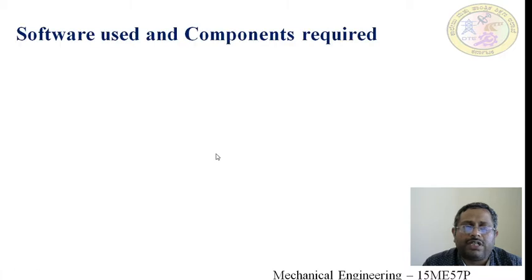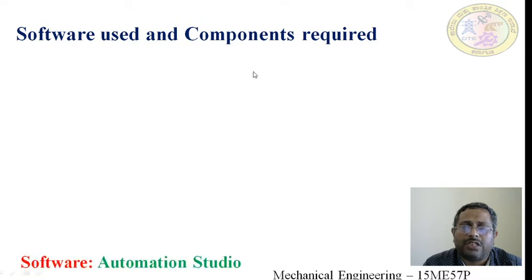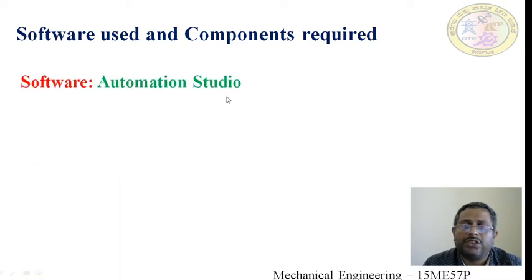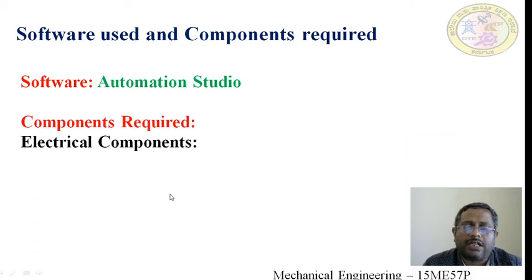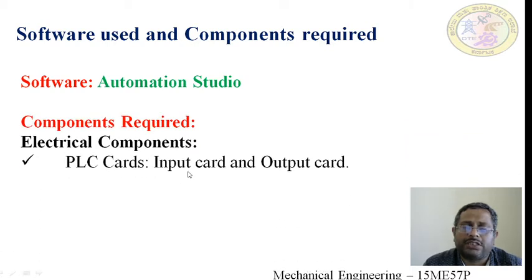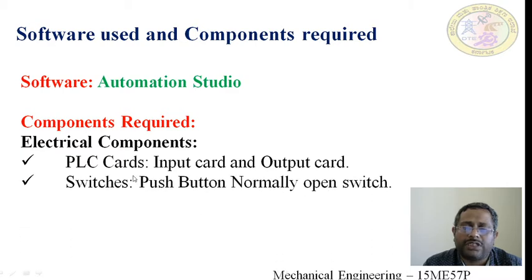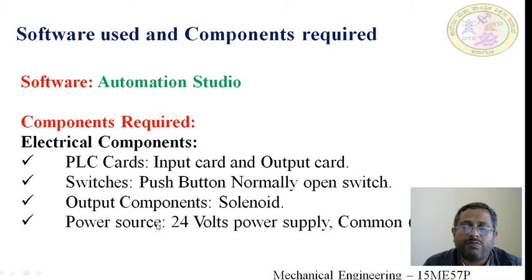Next, we will see what is the software used and components required to construct this ladder diagram and pneumatic circuit. The software used here is Automation Studio, and the components required in Automation Studio to construct this ladder diagram and pneumatic circuit are electrical components such as the PLC card, that is input card and output card, and switches we require, that is input switches, that is push button normally open switch or toggle normally open switch, and we require output components such as solenoids, and we require a power source to drive all these things, that is 24-volt power supply and also 0-volt power supply.